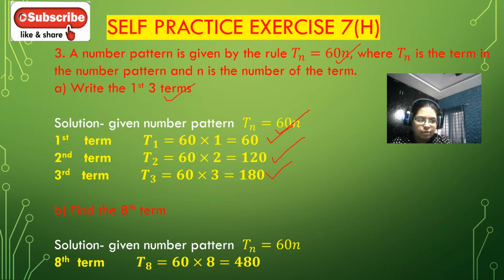Second bit B. Find the 8th term. We have given the number pattern Tn equal to 60n. Then the 8th term will be, we have to put the value of n equal to 8. So T8 will be 60 multiplied with 8, that is 480. So the 8th term of the number pattern Tn equal to 60n will be 480.